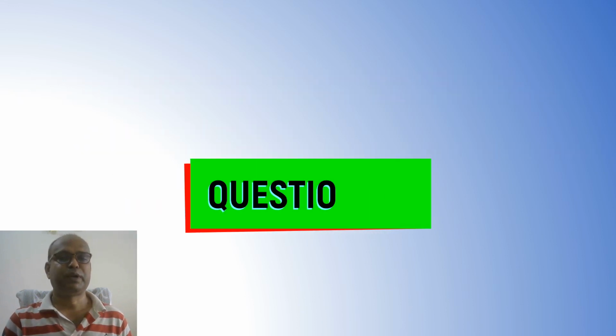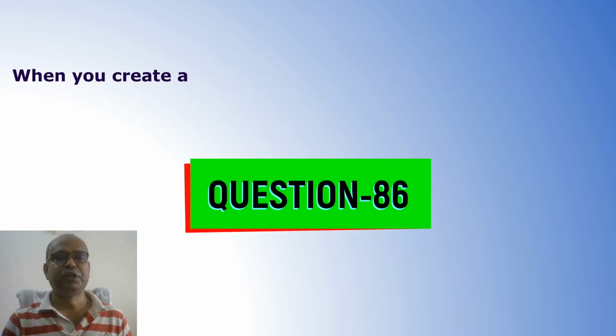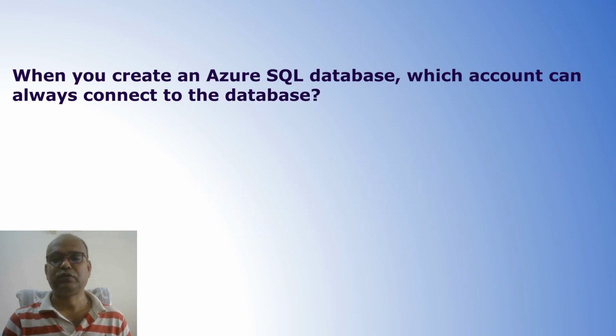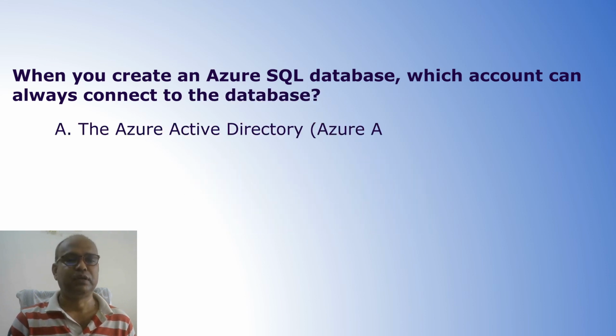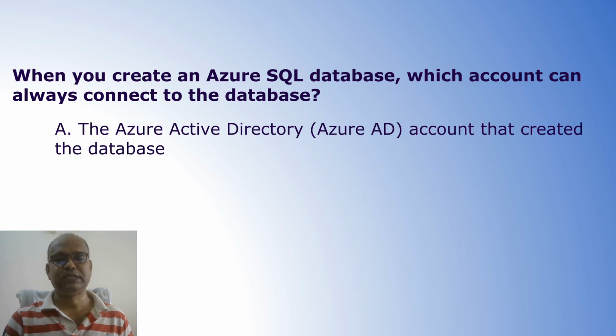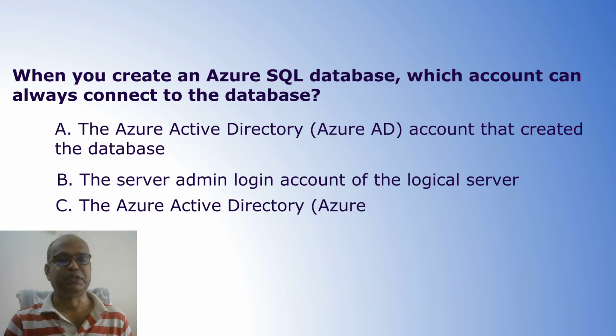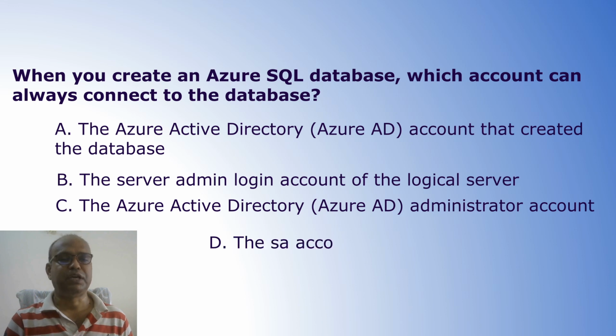Next question, question number 86. When you create an Azure SQL database, which account can always connect to the database? Option A, the Azure Active Directory, Azure AD, account that created the database. Option B, the server admin login account of the logical server. Option C, the Azure Active Directory, Azure AD, administrator account. Option D, the SA account.